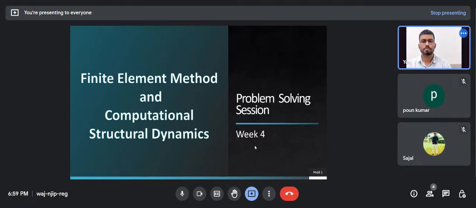Welcome to the fourth week of problem solving sessions on the course Finite Element Method and Computational Structural Dynamics. In the last sessions we have discussed how to solve the governing differential equations by different classical methods. In these sessions we will discuss how to derive the governing differential equations.